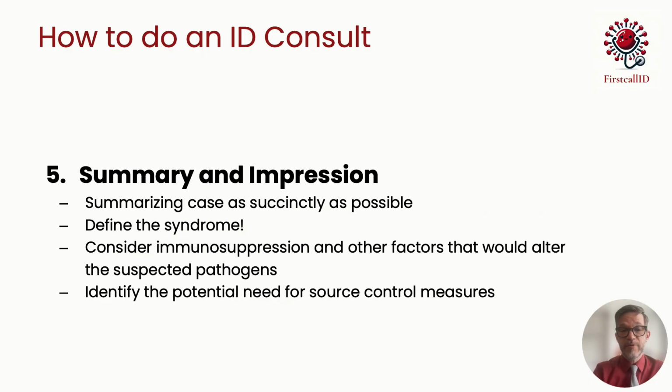And from all of this information, we'll summarize the case as succinctly as possible, and we will define the syndrome as best we can. We'll consider any immunosuppression or immunocompromising factors or things that would change our suspected pathogens in a particular patient. And then we'll also identify the potential need and urgency for any source control measures.